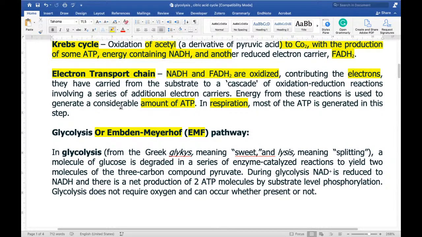If you're preparing for any entrance exam, most of the questions from biochemistry are asked from these cycles only. So be ready with that.